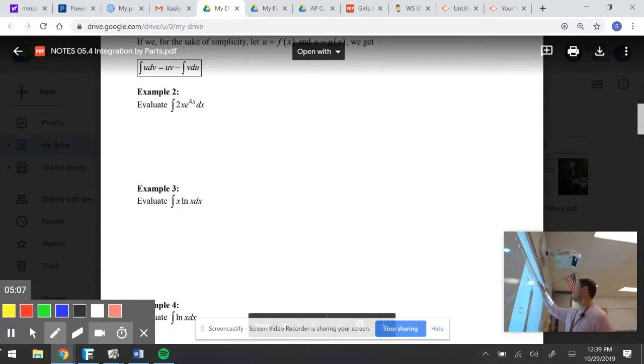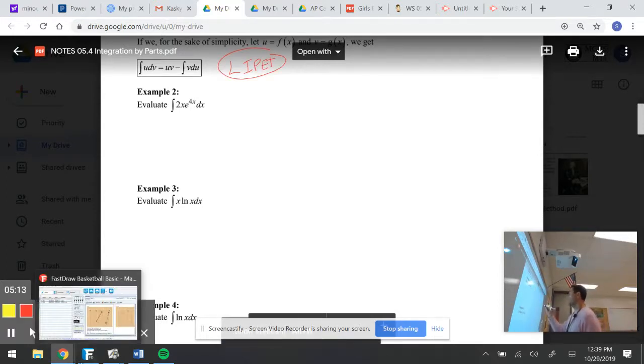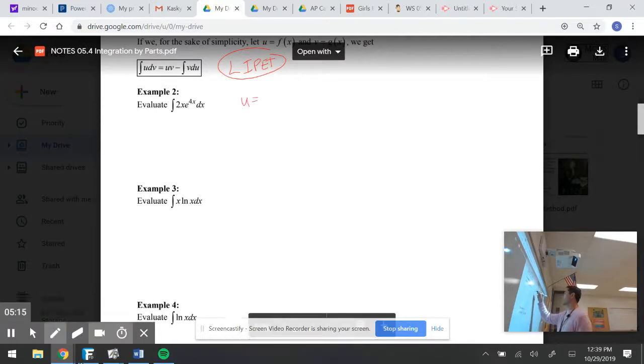All right, LIPET, right? Most important thing with integration by parts is LIPET. Do we have any logs? I do not have any logs. Do I have any inverse trig? I do not have any inverse trig, but I do have a polynomial. The polynomial is 2x. That means dv is everything else, which would be e to the 4x dx, okay?